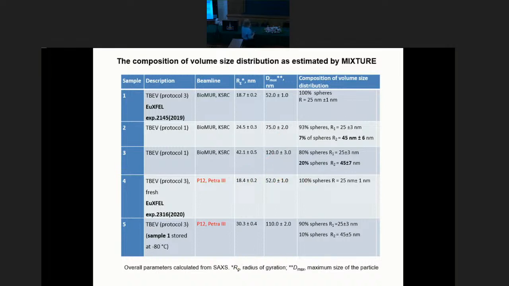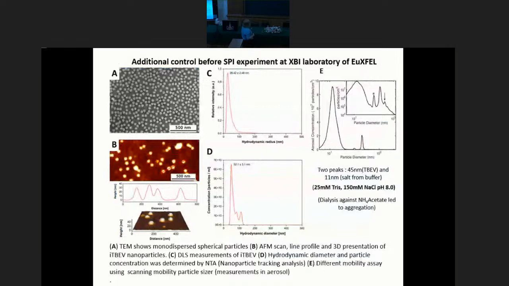And about this experiment with the sample which we stored at -80, we discovered that it was initially very good because it's the same sample which was used for the first XFEL experiment. But after 5 months at -80 and thawing, we discovered 10% of spheres with a higher radius, about 45 nanometers, so it means aggregation had started. So additionally, before an experiment at XFEL, you have to check your sample at the XFEL laboratory.